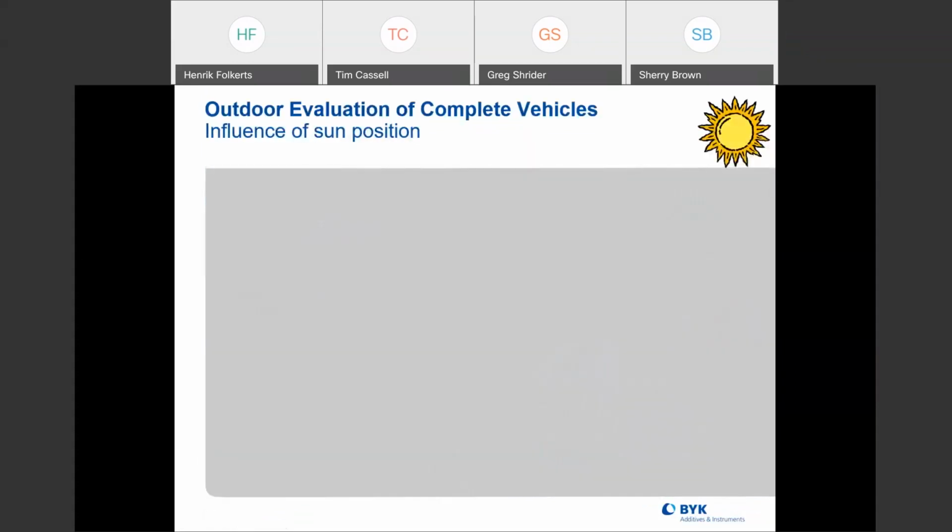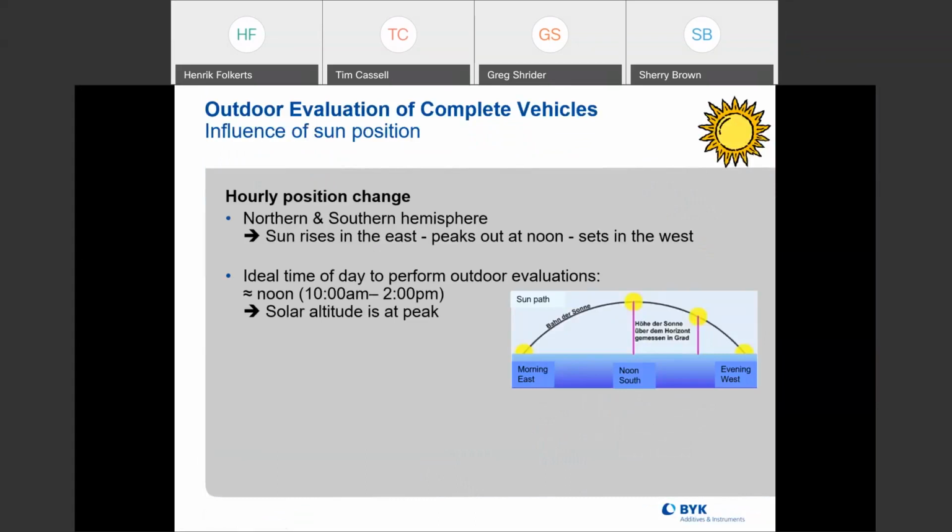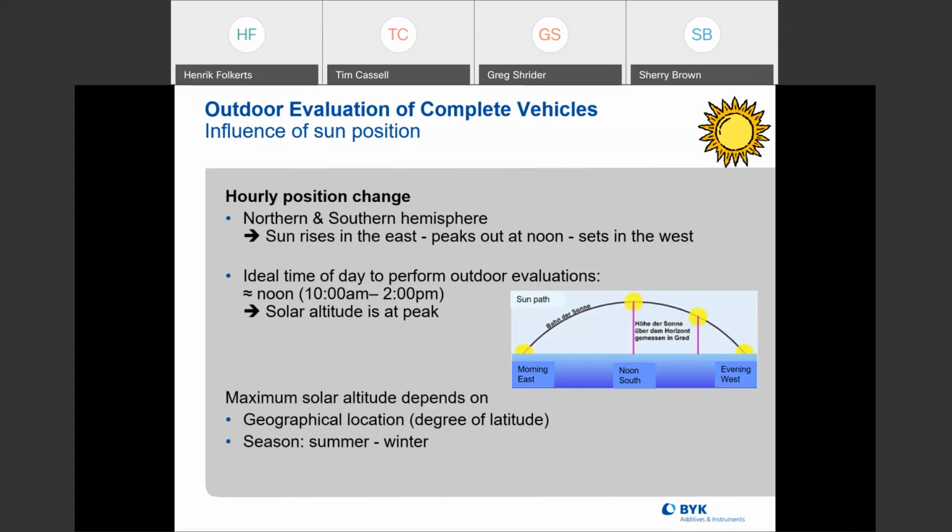First of all, it's really important that, depending on where you are in the world, you always measure at the same time of day. A lot of the OEMs specify that you can do color harmony only between 10 and 2. But depending on where you are geographically, that can change. The maximum solar amplitude can change based on the geographical location or on the season: summer, winter, fall, whatever.